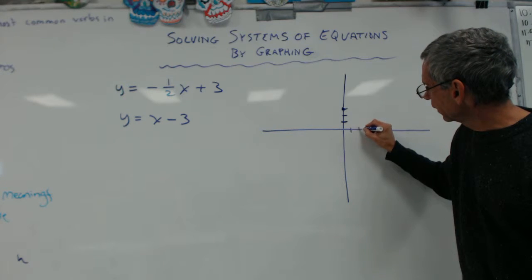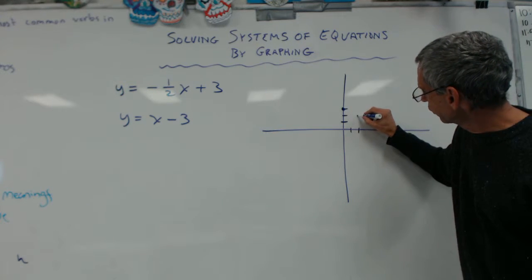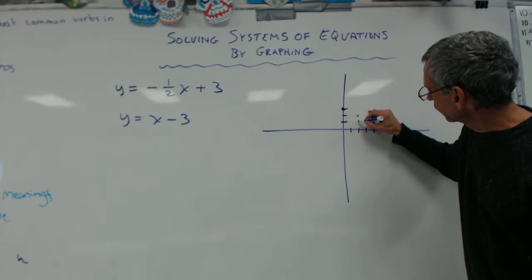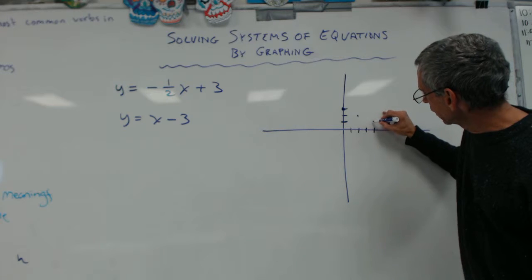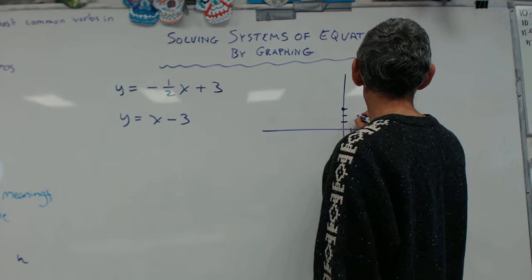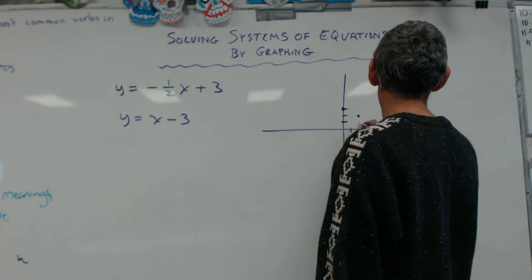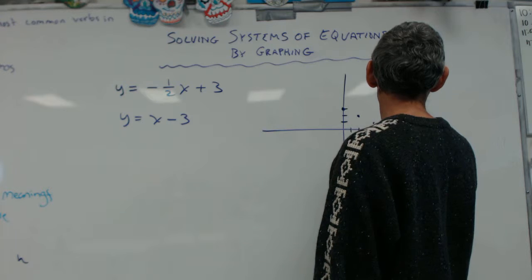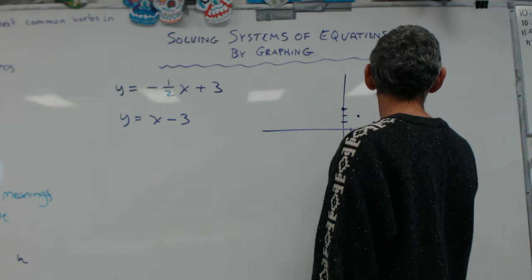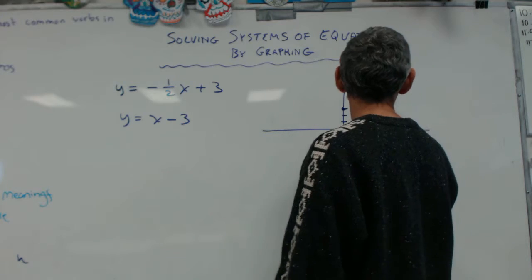Let me just draw my thing. Down 1 and over 2, put a dot. And then I'm going to go down 1 and over 2 again. It's a really good idea to keep going with your slope. Down 1 and over 2. Down 1 and over 2. Down 1 and over 2. So I'm putting a few dots.